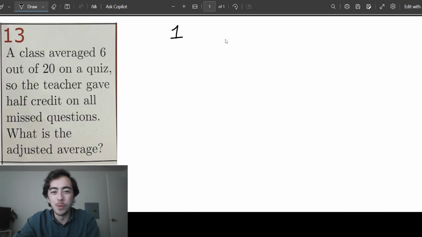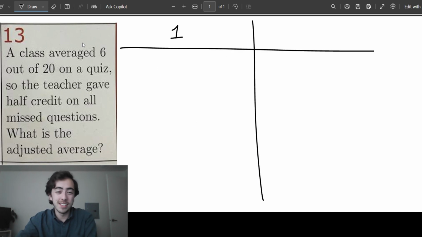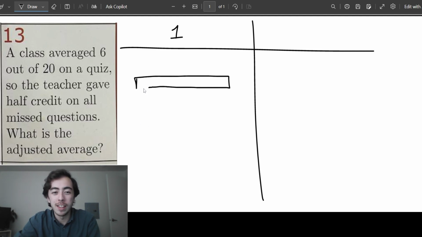Like, what if there's just one kid in the class? That's possible, right? It doesn't say that it couldn't be. So if we have one kid in the class, we could maybe take a look at their score, maybe visually. We could get 20 points over here, 0 over here. And so 6 would be right around there-ish.